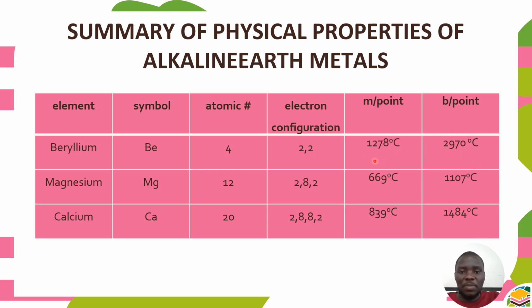Let us start with the melting point. Beryllium has 1278 degrees Celsius, while magnesium has 669, calcium has 839, while the boiling point of beryllium is 2970, magnesium 1107, calcium 1484 degrees Celsius. So these are the summary of their physical property in terms of melting and boiling points.